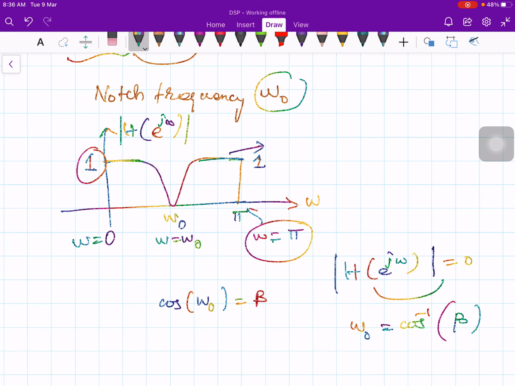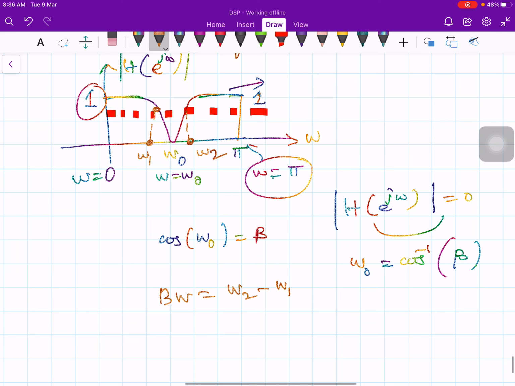And now what about the bandwidth? Again, 3 dB down from the maximum value. Let me call this point omega 1, and this point omega 2. Therefore the bandwidth is equal to omega 2 minus omega 1. Again, how will you find the expression for the bandwidth?